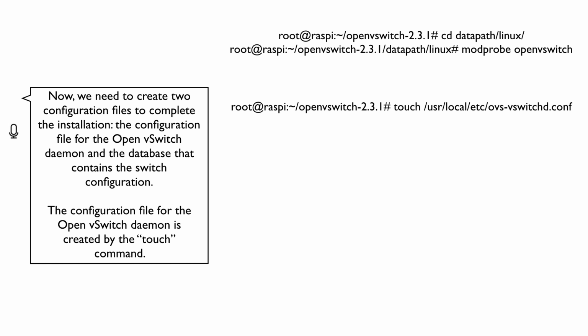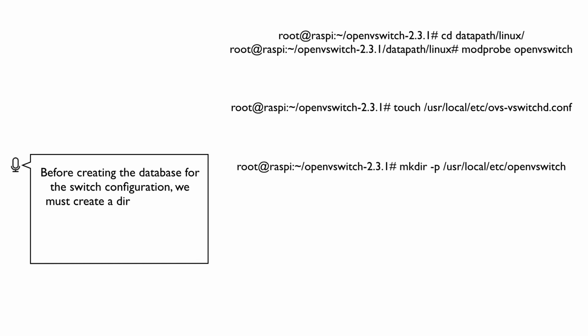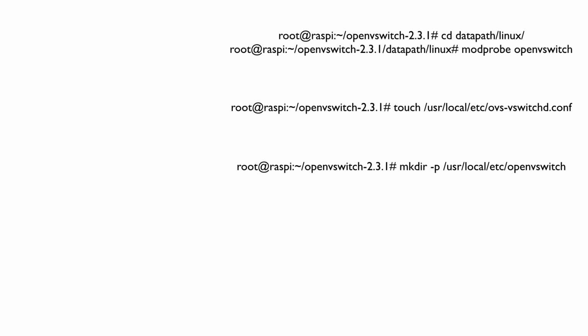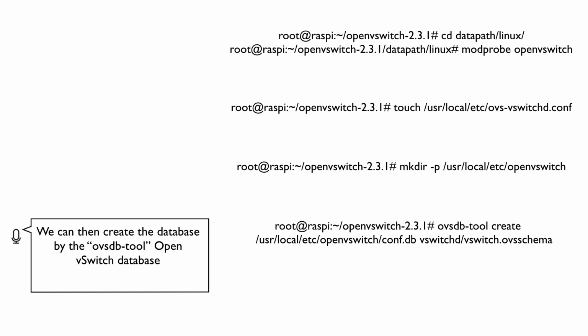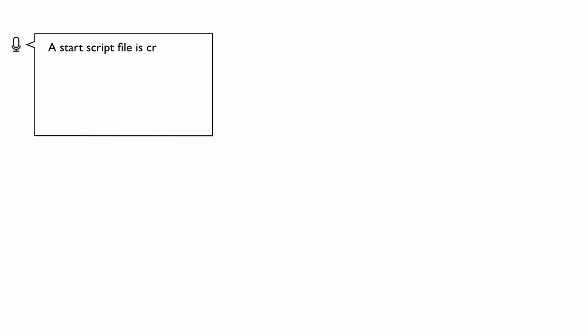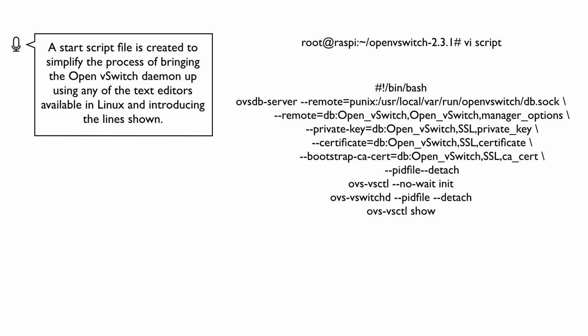The configuration file for the Open vSwitch daemon is created by the touch command. Before creating the database for the switch configuration, we must create a directory called openvswitch within the path indicated by the mkdir command. We can then create the database by the ovsdb tool, the Open vSwitch Database Management Utility. A start script file is created to simplify the process of bringing the Open vSwitch daemon up, using any of the text editors available in Linux and introducing the lines shown.